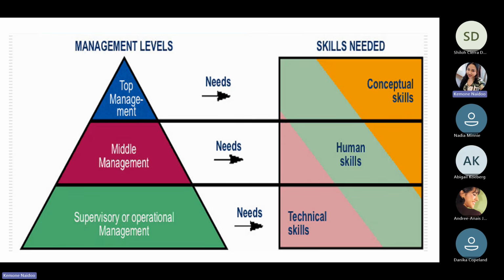Then we have human skills or interpersonal skills that are needed throughout the organization because communication is key. And then technical skills, although they are needed throughout the organization, the majority of it is needed at the lower level because this is where our daily operations are taking place. Okay, so that wraps up the management aspect of things.